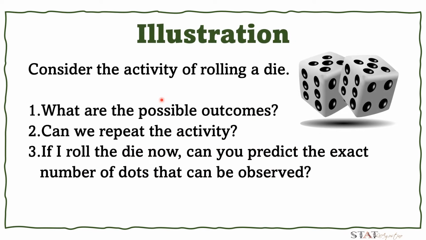Let's consider the activity of rolling a die. Question number 1. What are the possible outcomes? We can have 1, 2, 3, 4, 5, 6 faces. Can we repeat the activity? Yes. If I roll the die now, can you predict the exact number of dots that can be observed? No.